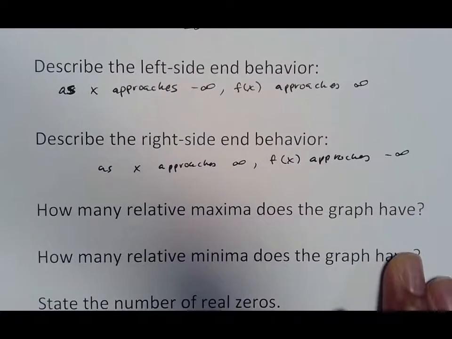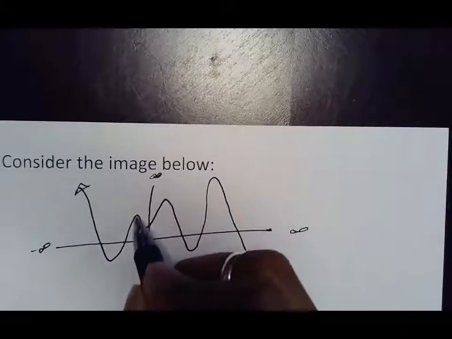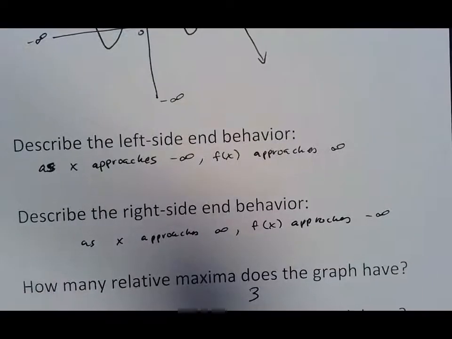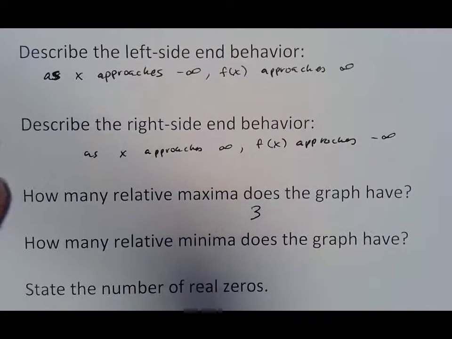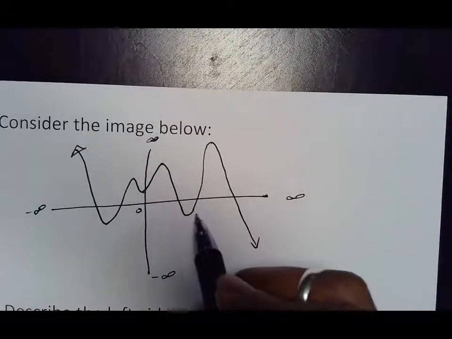How many relative maxima does the graph have? Let's see, 1, 2, 3. All it is analysis. How many relative minima does it have? Let's see. 1, 2, 3.